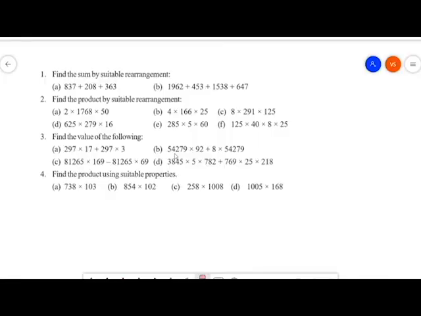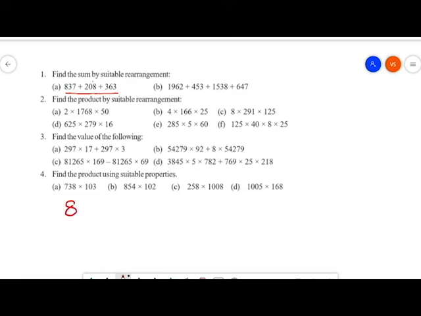We learned the properties of whole numbers and we saw how to use number line for finding sum, difference and product. Now it is our turn to practice some questions. These are the questions given on page number 40 of NCERT textbook. Let's take the first question. After suitable rearrangement, we have to find the sum.